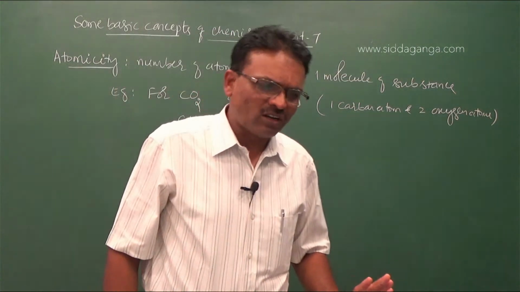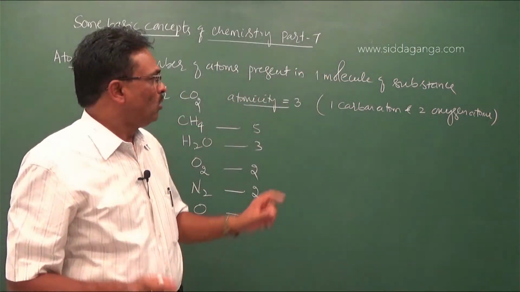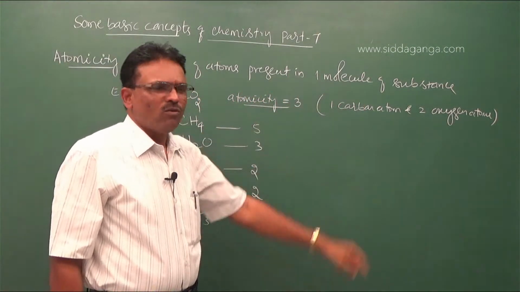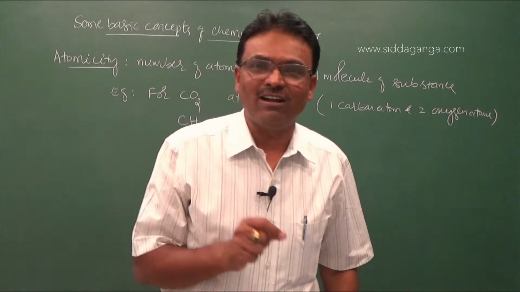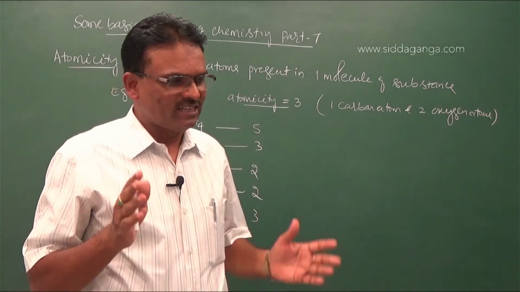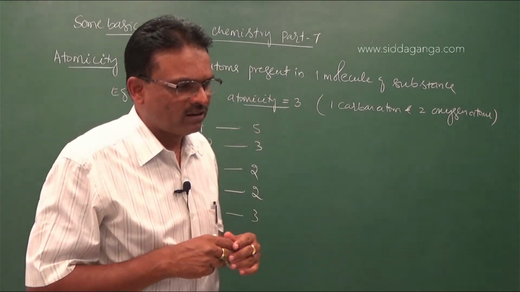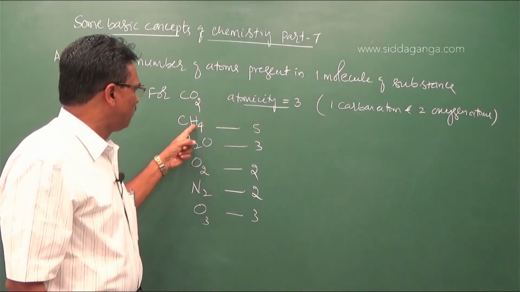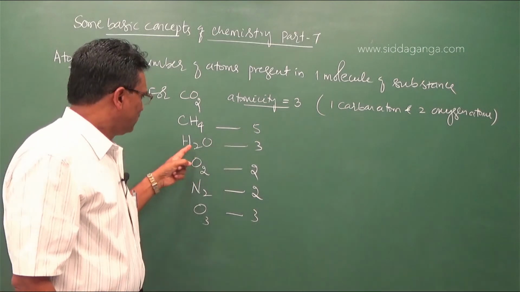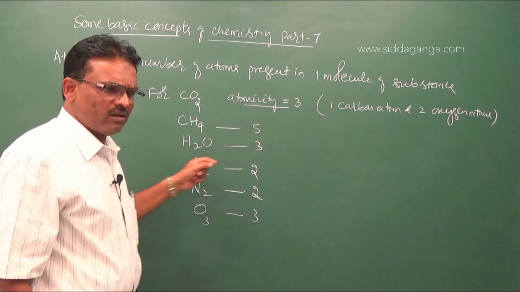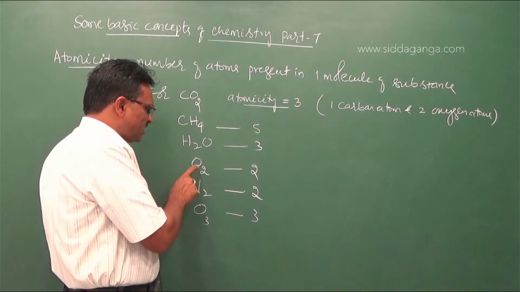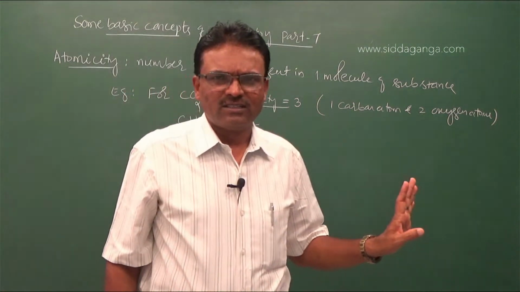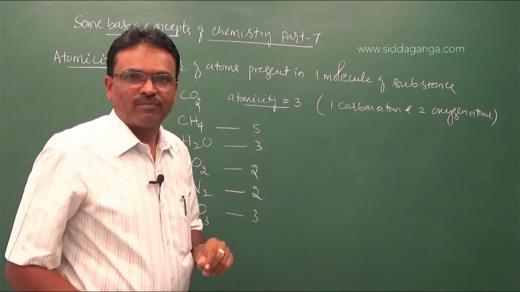Clear? So atomicity means total number of atoms present in one molecule of a substance, that is called atomicity. So this is very, very important. So for CH4, 6 is not possible. So here only 4 plus 1, 5. So in water 3. Then in O2 it is a combination of 2 oxygen atoms. Clear? So this is atomicity.